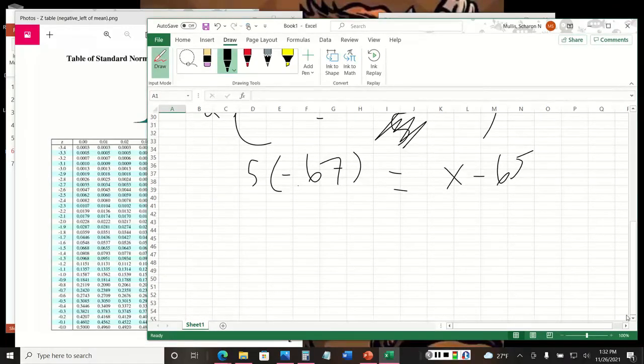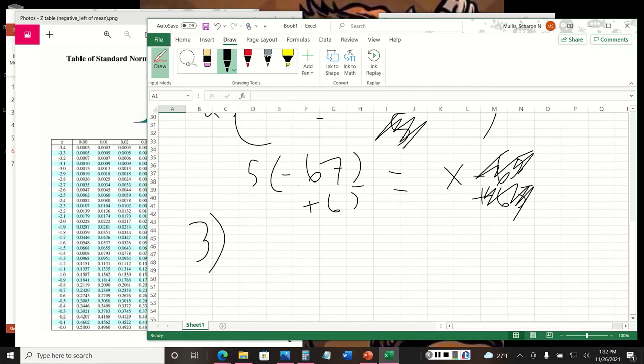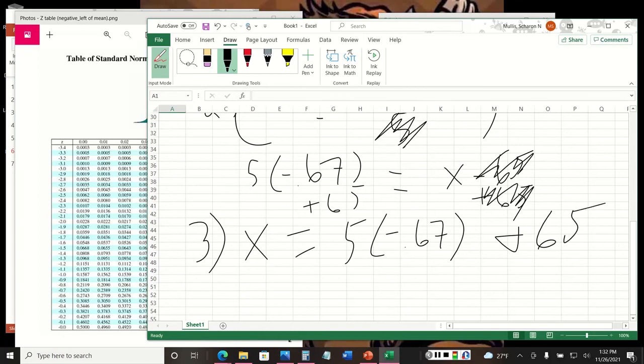All right, so we're going to move down to step 3, which is getting x on the side by itself. And in order to get x on the side by itself, we add 65 to each side. So the left side of the equal sign, and add 65 on the right-hand side of the equal sign. And we know that negative 65 and 65 cancel each other out, which leaves us with, I'm going to put my x on the left-hand side, x equals 5 times negative 0.67 plus 65.